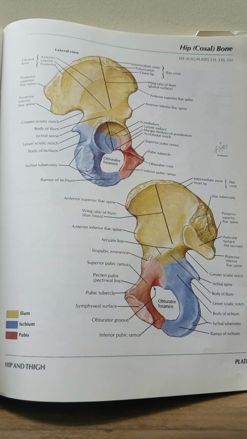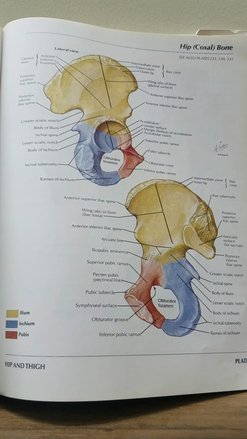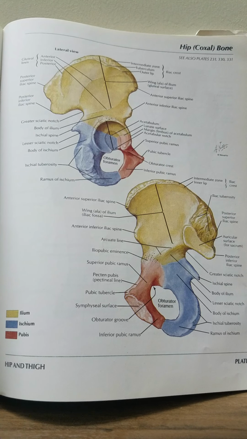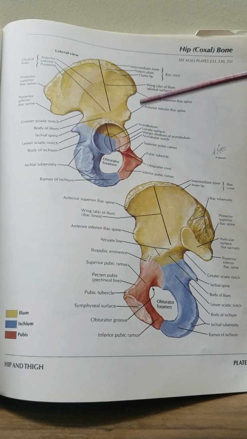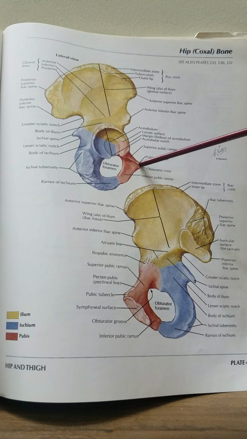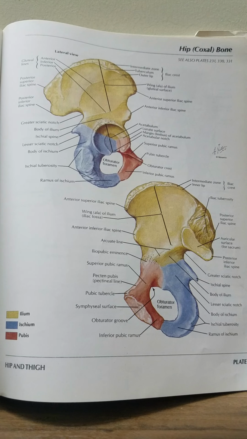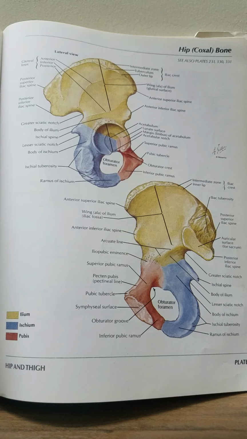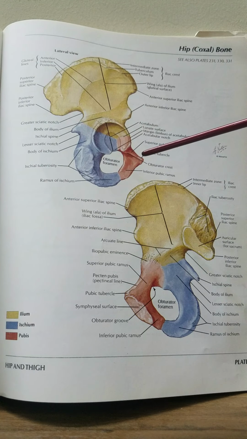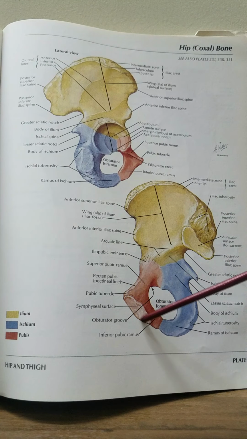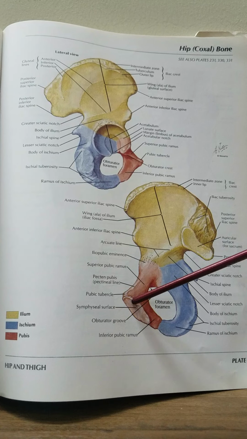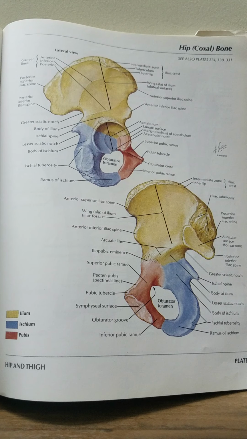When it comes to the anatomical position of the hip bone, it is important to remember two things: the anterior superior iliac spine here and the pubic tubercle. These two lie in the same coronal plane. Also, at the same time, the symphysial surface of the pubis is vertical and parallel to the median plane.